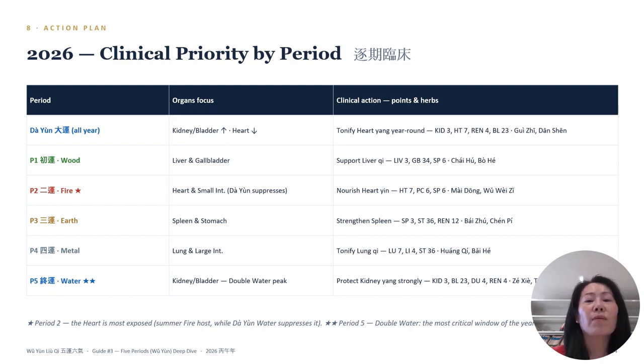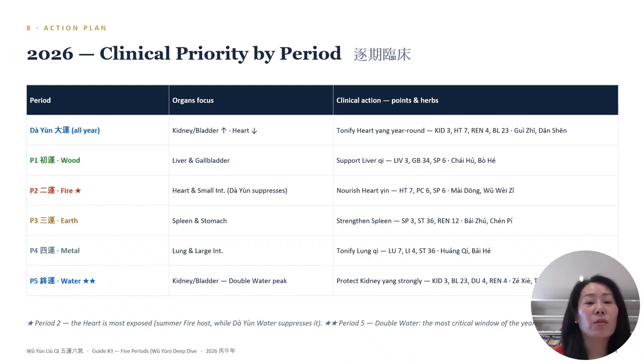Period 2, fire, and this is when the heart is most exposed. The host is summer fire, but the water excess Wu Yun is pressing the heart down. So nourish heart yin with Heart 7, Pericardium 6, Spleen 6 plus Mai Dong and Wu Wei Zi. Period 3, earth, strengthen the spleen with Spleen 3, Stomach 36, Ren 12, and Bai Zhu and Fu Ling.